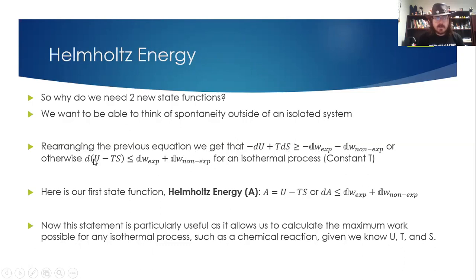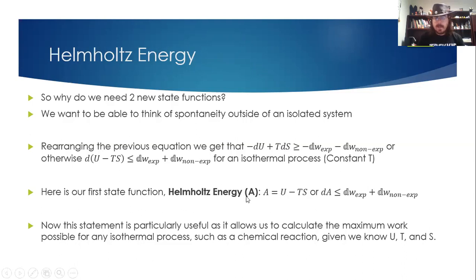So the internal energy minus temperature times entropy is always going to be less than or equal to the amount of work that could be done for an isothermal process, where we say temperature is constant. Why does it have to be isothermal? It's because we didn't have a changing T in this system. And that's where we get our first state function.